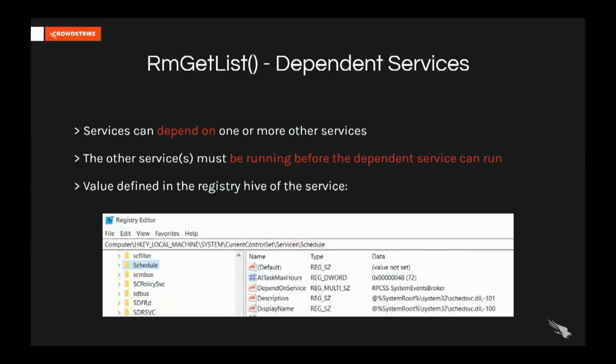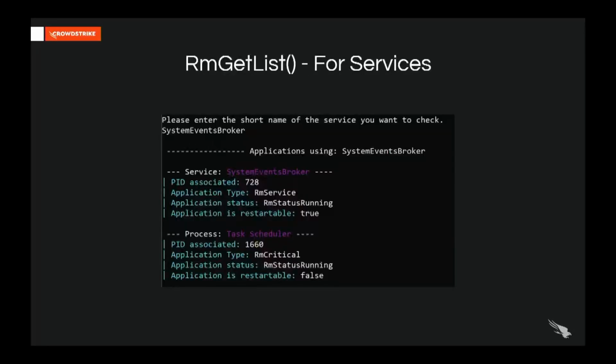So let's take an example with the task scheduler, whose name is Schedule. We can see that there's a line, dependent service, and we can see that the task scheduler depends on 2 services, RPCSS and System Events Broker, meaning that it will need those 2 services to be up and running to be able to start. So with this example, let's see what the restart manager tells us about the System Events Broker service. Using a custom tool, we're going to register this specific service using its name, and see what the restart manager tells us as affected applications.